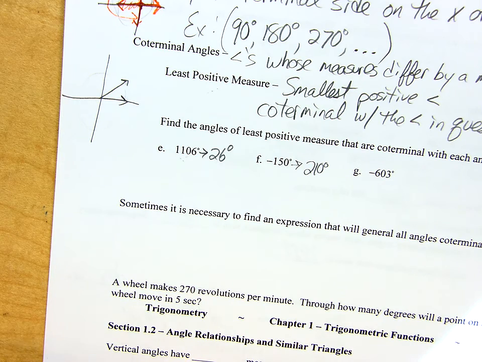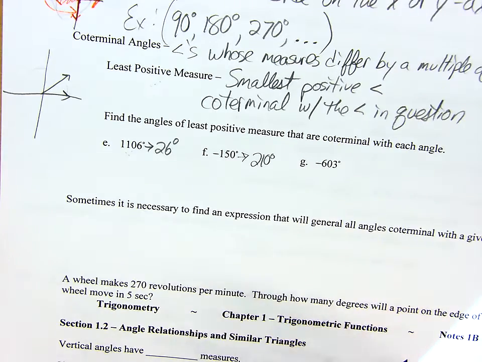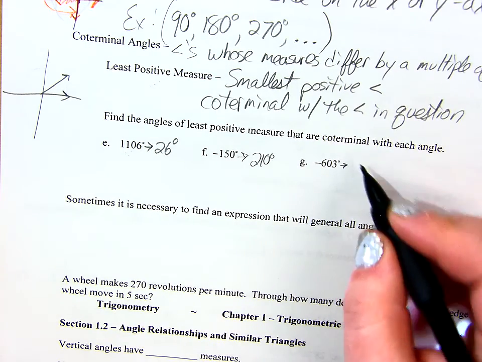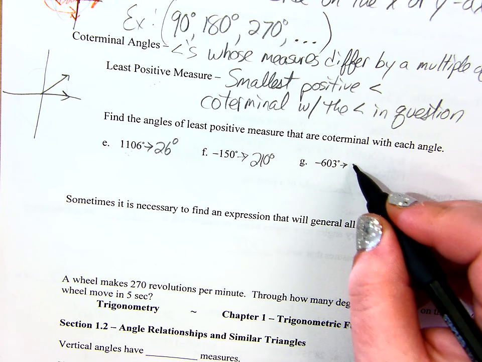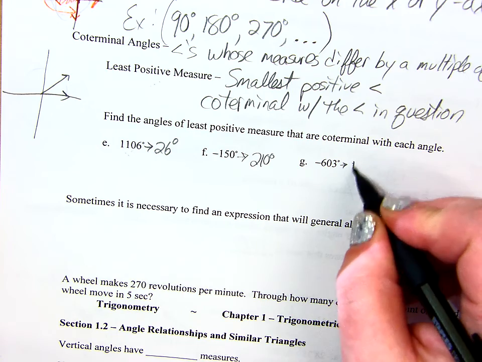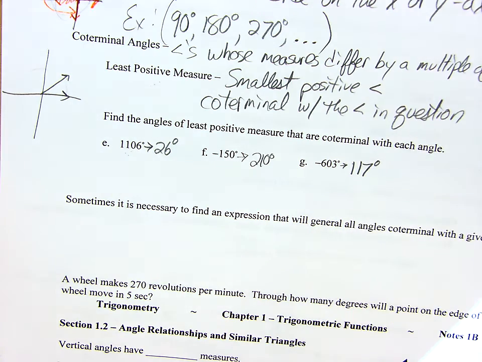Okay, and then try the last one. And what'd you get? 117, right? You have to add 360 two times on that in order to get out of the negatives. Does that make sense? Okay. So we'll stop here.